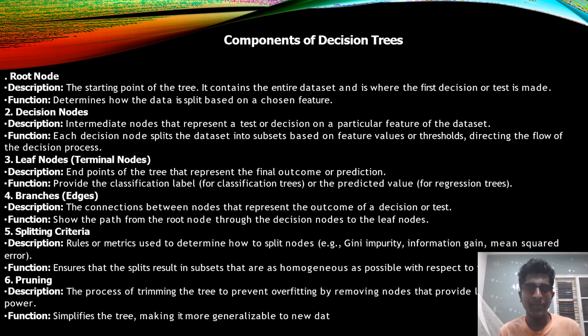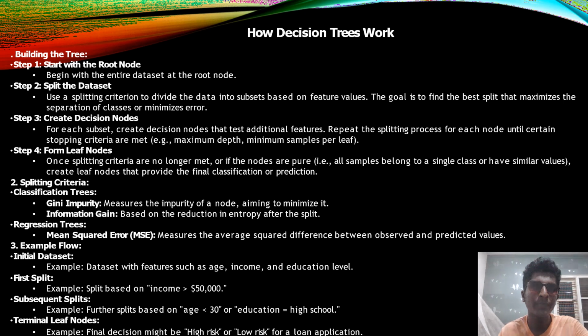Splitting criteria. Rules or metrics used to determine how to split nodes. Function. Ensures that the split results in subsets that are as homogeneous as possible. Pruning. This is the process of trimming trees to prevent overfitting by removing the nodes that provide little predictive power. Function. Simplifies the tree, making it more generalizable to new data.